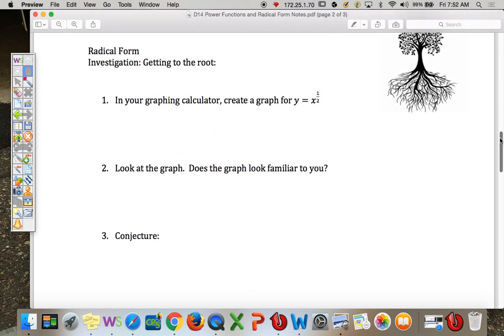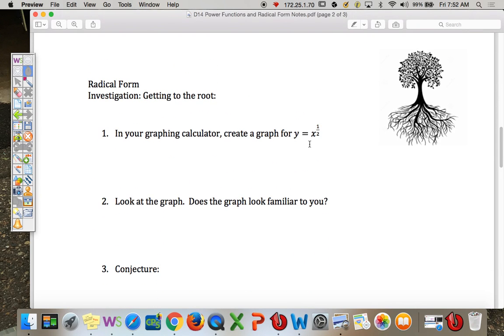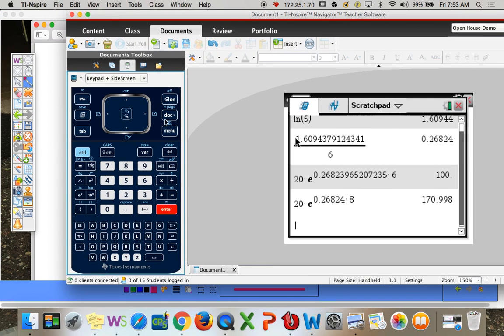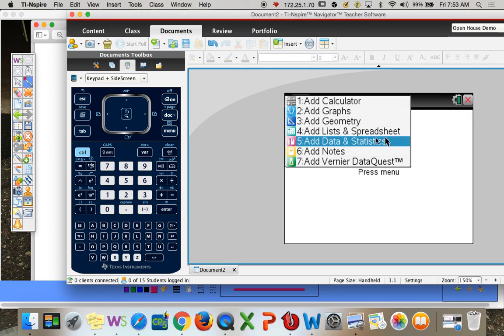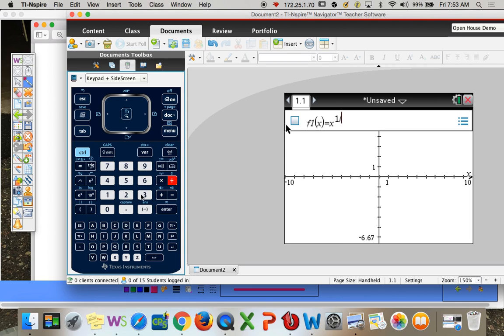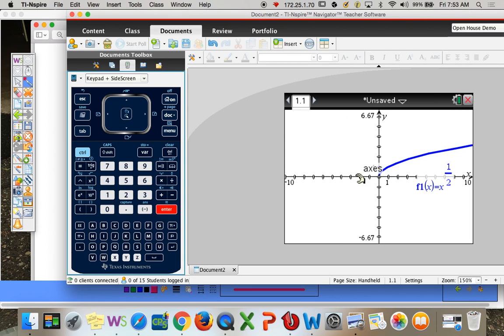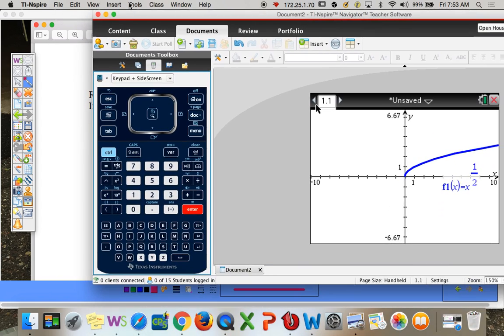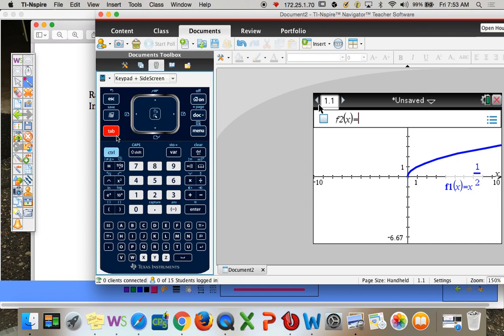Okay, so we're going to take a look at our graphing calculator and graph y equals x to the 1/2 power. My exponent didn't show up too great, but this is x to the 1/2 power. Let's graph this and see what it looks like. So if I open a new graph page, so we have x to the power of 1/2. Okay, and this looks very similar to a function that we've already done before. It says, look at the graph, does it look familiar to you? Yes, it does. It looks like the square root of x.